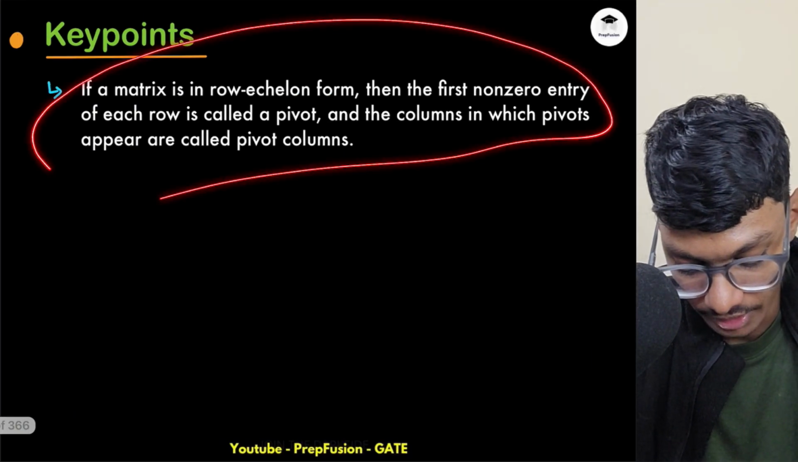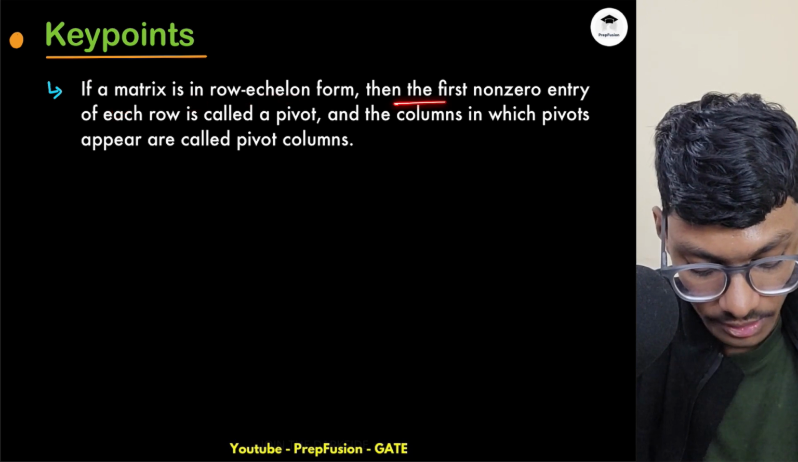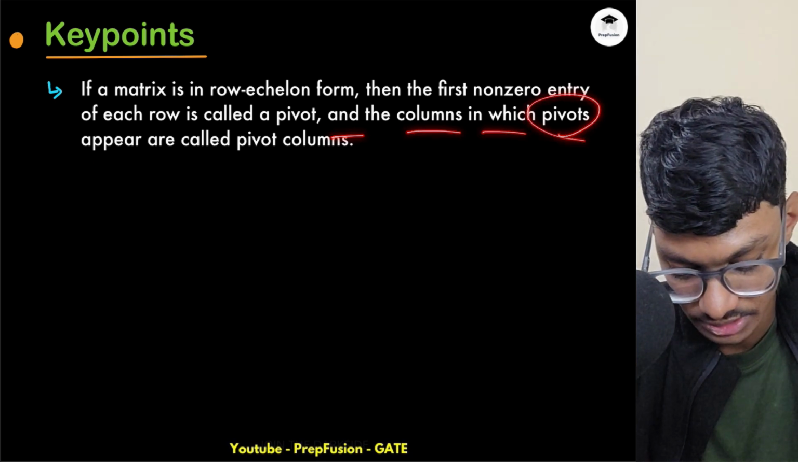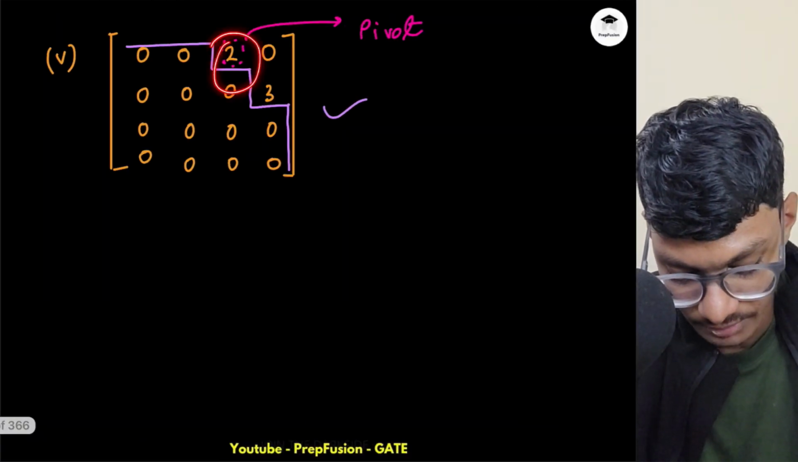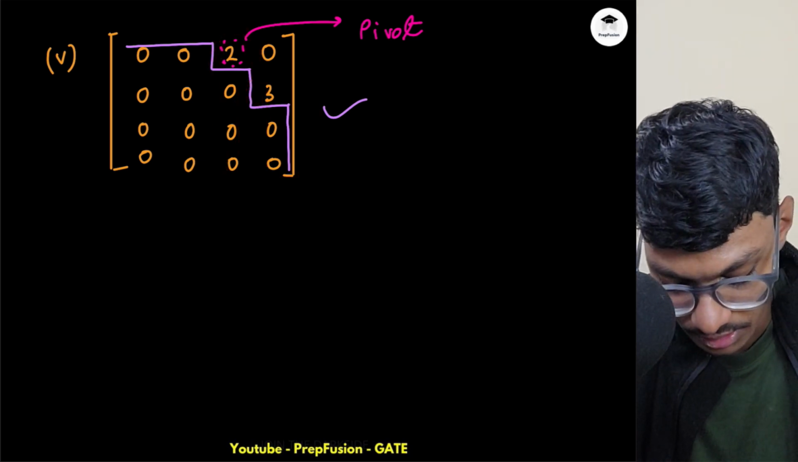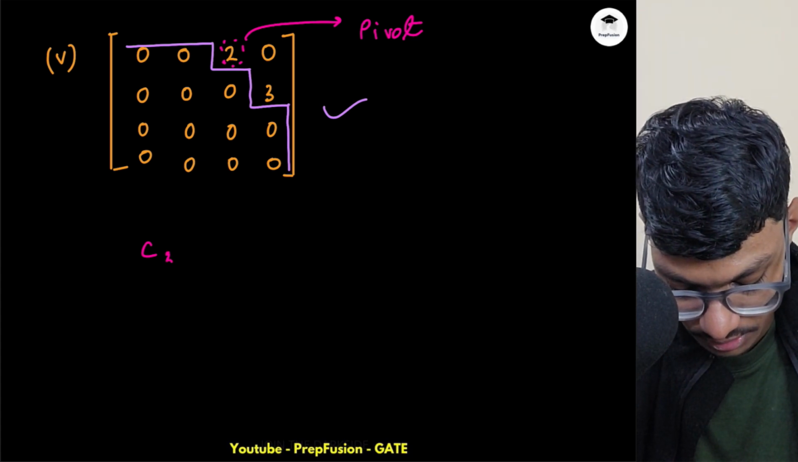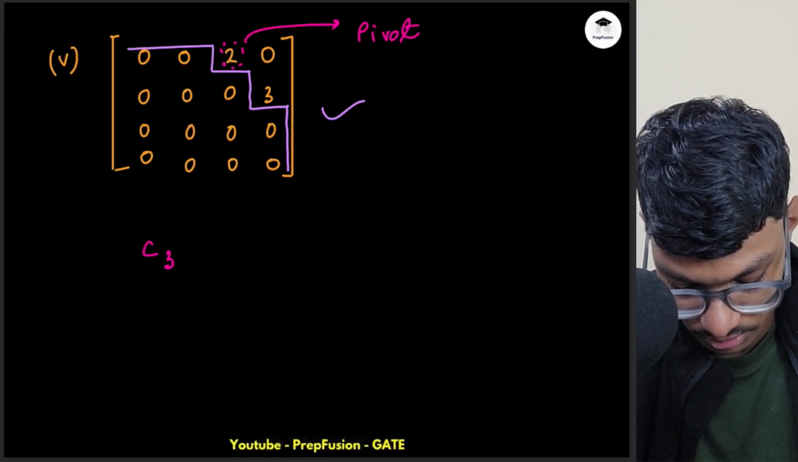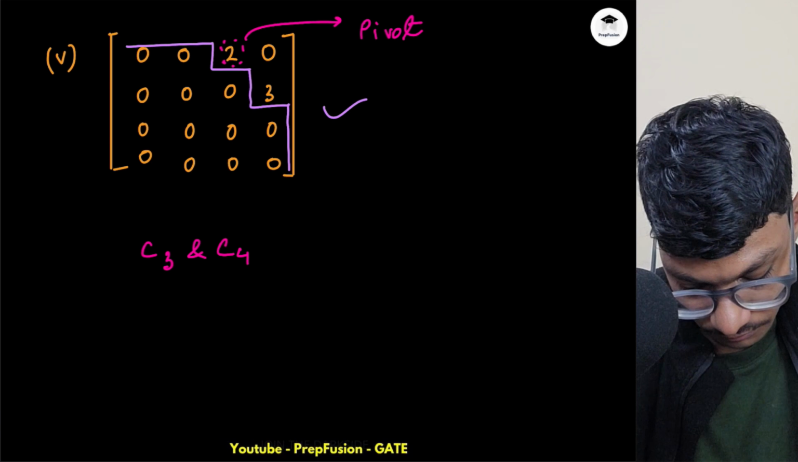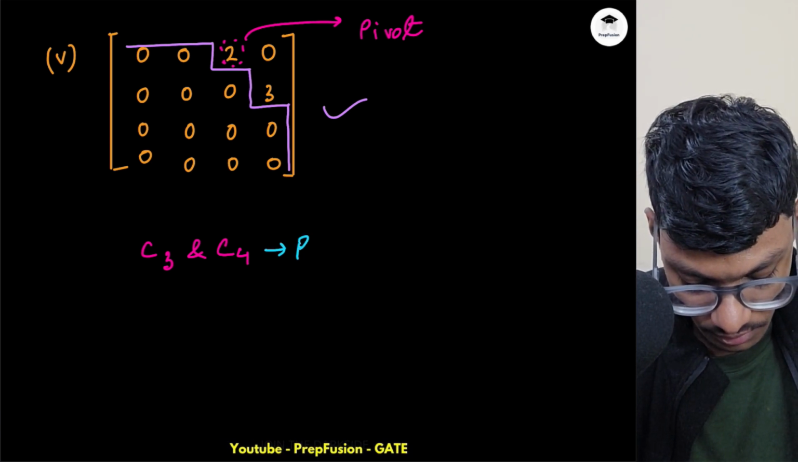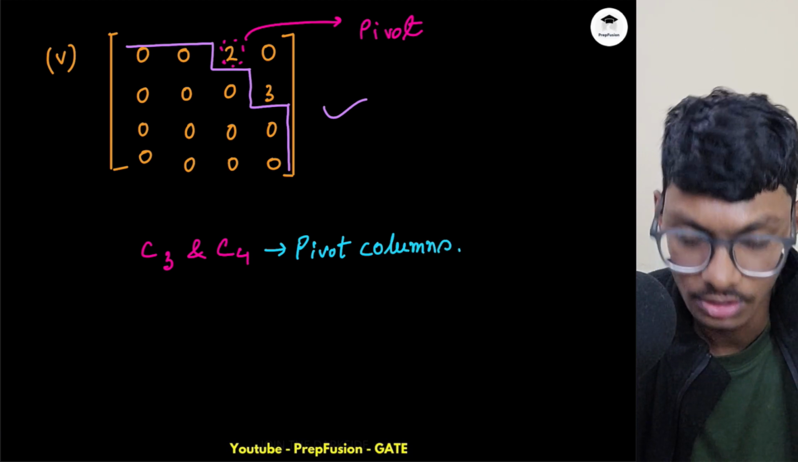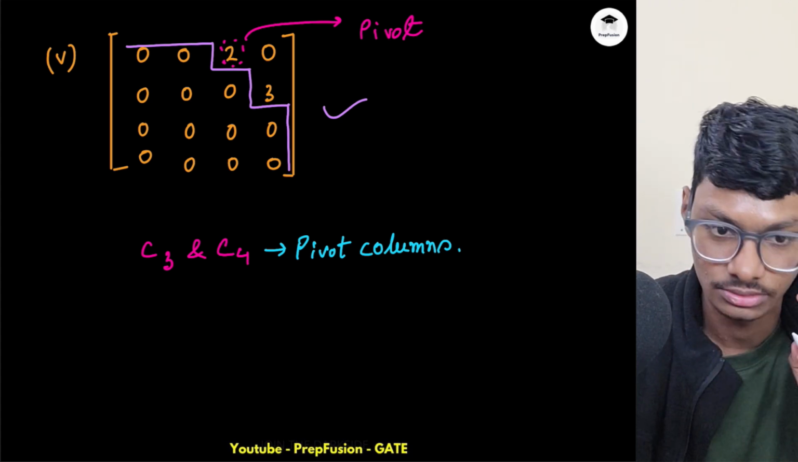So now let's read a key point. If a matrix is in row echelon form, then the first non-zero entry of each row is called a pivot, as I explained. Okay, and the columns in which the pivots appear are called pivot columns. Here, this whole thing is a pivot column, this whole thing is a pivot column. So basically in this case, C3 and C4 are called the pivot columns. Okay, so yeah, this is also very important.